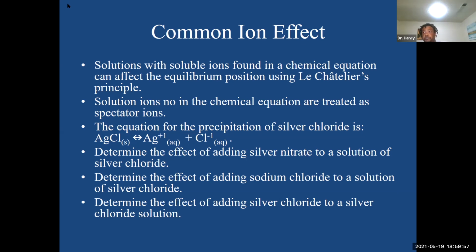Okay, so the first question here is, if we have an equation where we're precipitating silver chloride, so here's our silver chloride, and this is your equilibrium concentration for the solubility of silver chloride. Determine the effects of adding silver nitrate to a solution of silver chloride. So what's going to happen if we're adding silver nitrate to it? Which way are we going to shift our reaction?